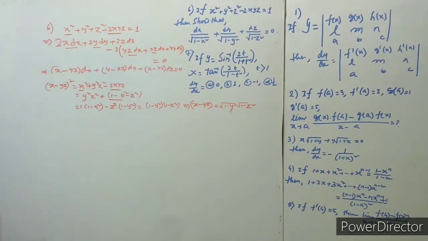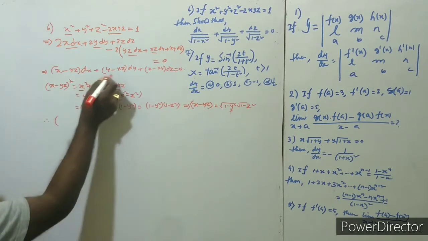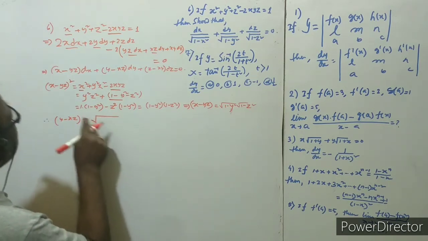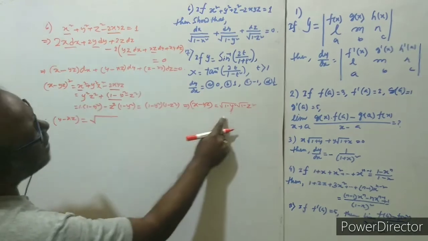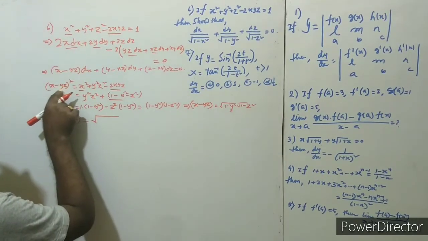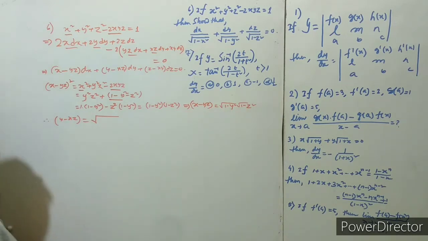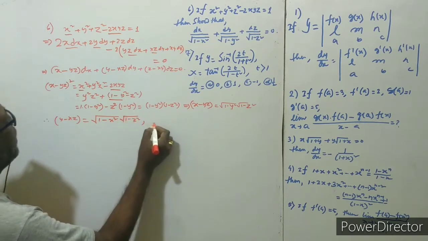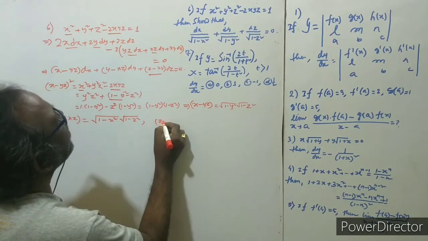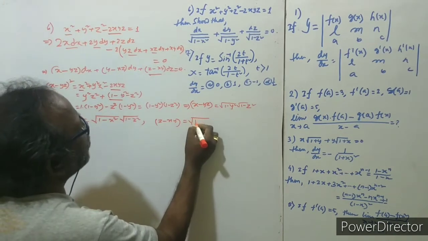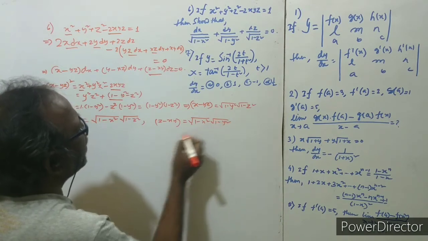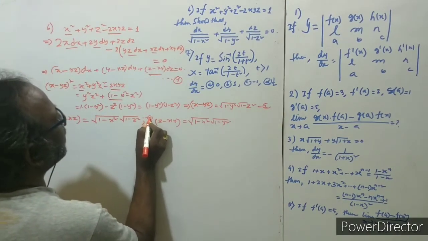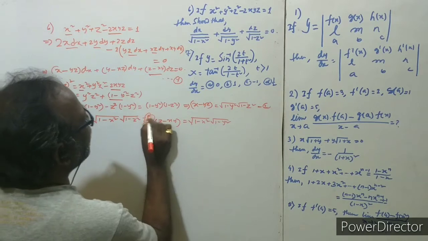And similarly, y minus xz is equal to root over 1 minus x square times root over 1 minus z square. And similarly, z minus xy is equal to root over 1 minus x square times root over 1 minus y square. And these are numbered 1, 2, 3, and 4.